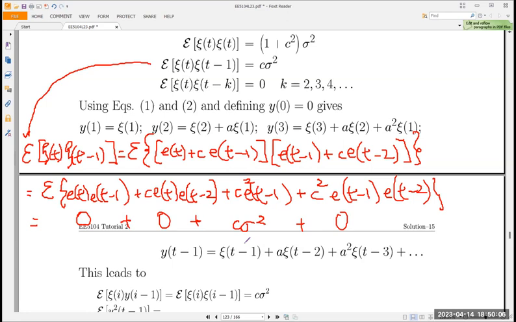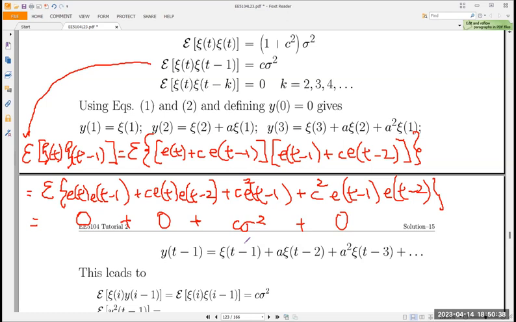Then you can continue with t and t minus 2, t minus 3, or t minus 1, t minus 2, t minus 3, and you find that here they are all 0. You don't get any square terms. So as long as the time difference is more than 1, the expectation is all 0. All right, so we worked so hard up to here.